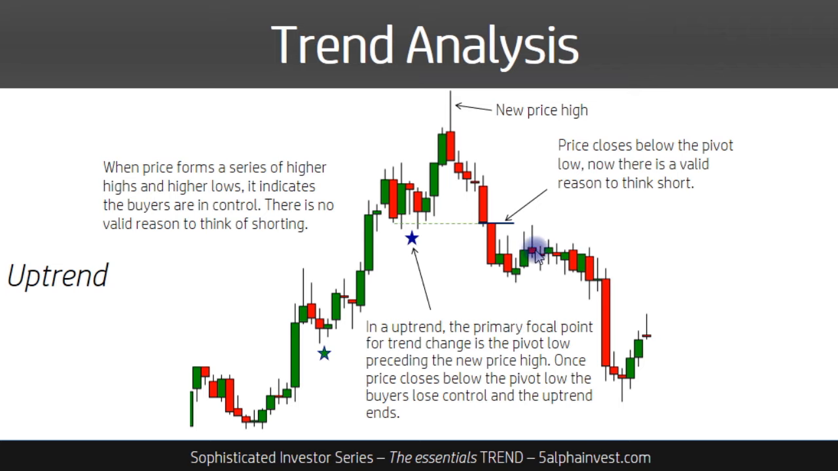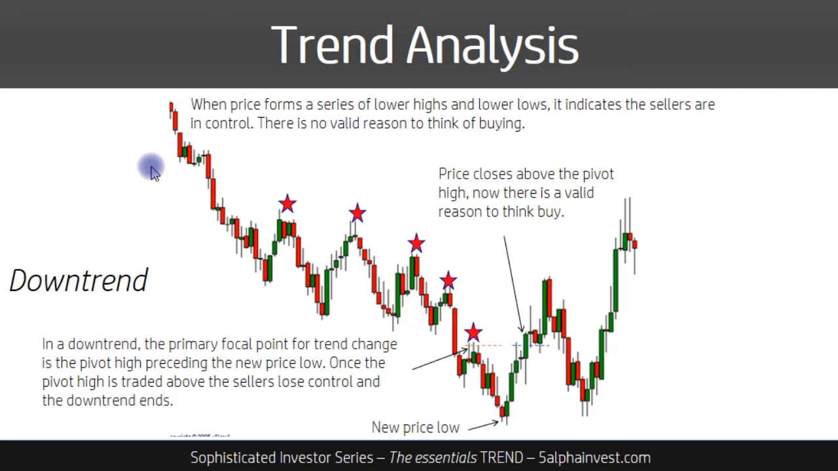So now we have a reason to potentially short price. We can see that price consolidates sideways, goes nowhere, very, very choppy price action there, and then rolls over and moves to the downside. So this transitions from a clear uptrend into a clear downtrend.